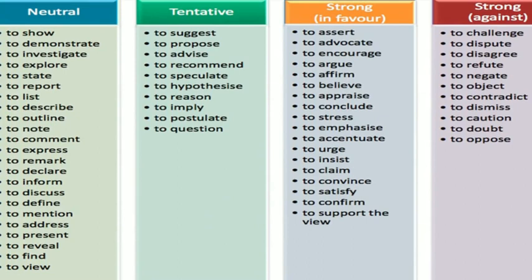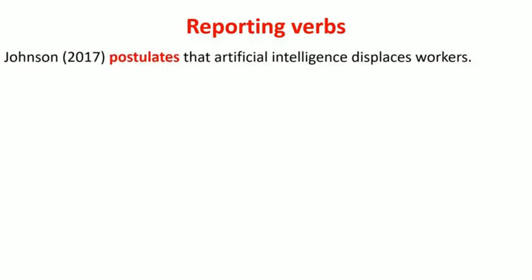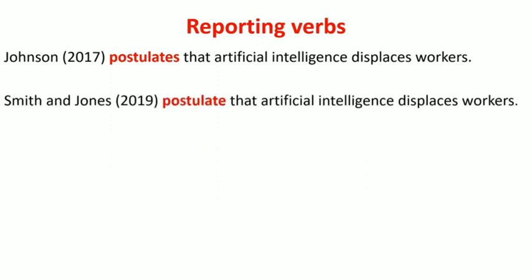Another hack is the report and verbs chart. You can download this chart from the link underneath this video. A report and verb comes just before you paraphrase a source or quote from a source. So the report and verb in this sentence is postulates. Johnson, 2017, postulates that artificial intelligence displaces workers. Smith and Jones postulate that artificial intelligence displaces workers.